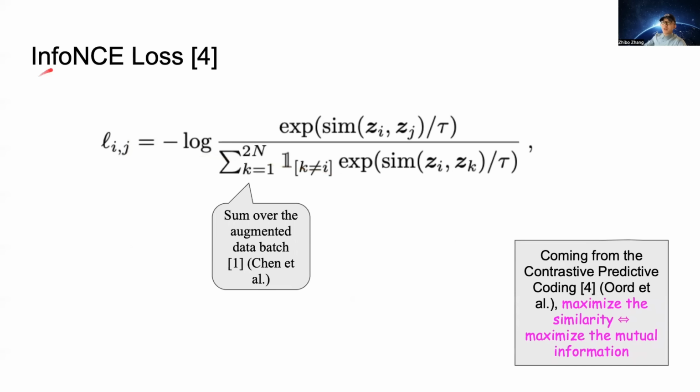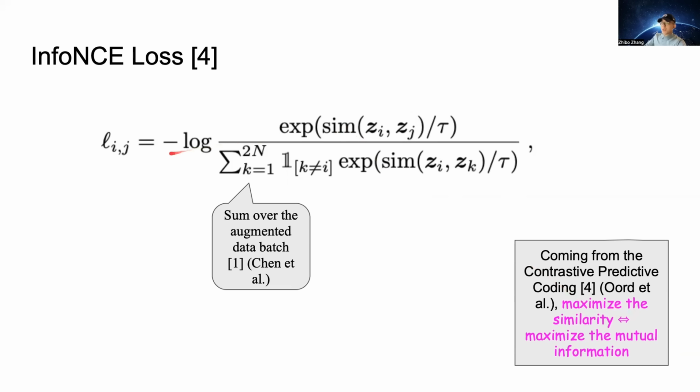Okay, let's formally look at the loss formulation. The loss is called the InfoNCE loss, and this was first brought up in the contrastive predictive coding paper. The motivation is that you want to maximize the mutual information between two variables, for example z_i and z_j. By deriving a mathematical bound, this is equivalent to maximizing the similarity between the two.